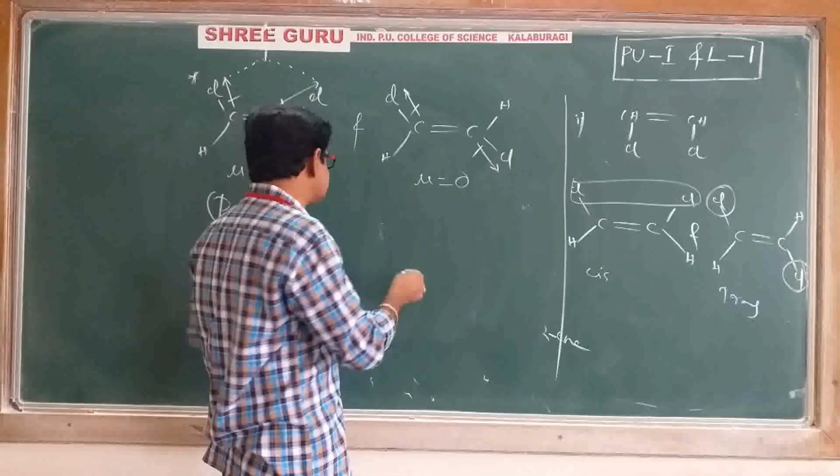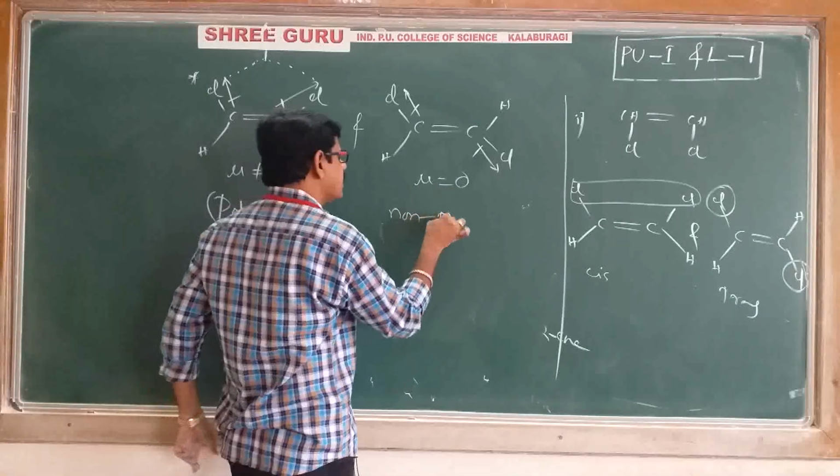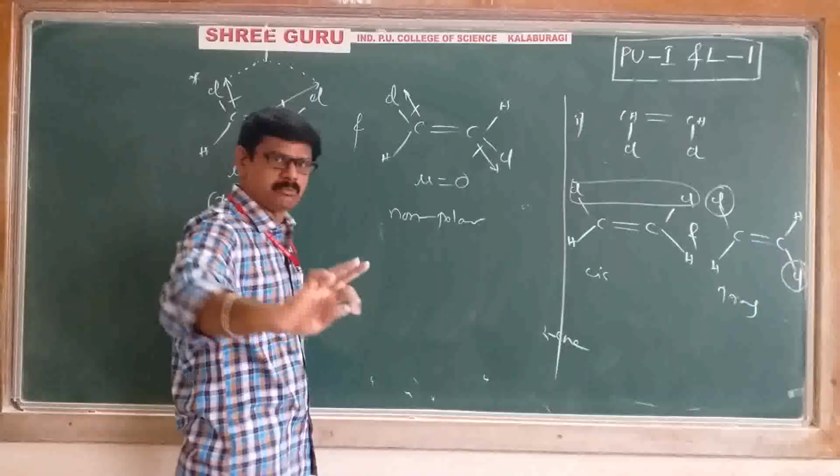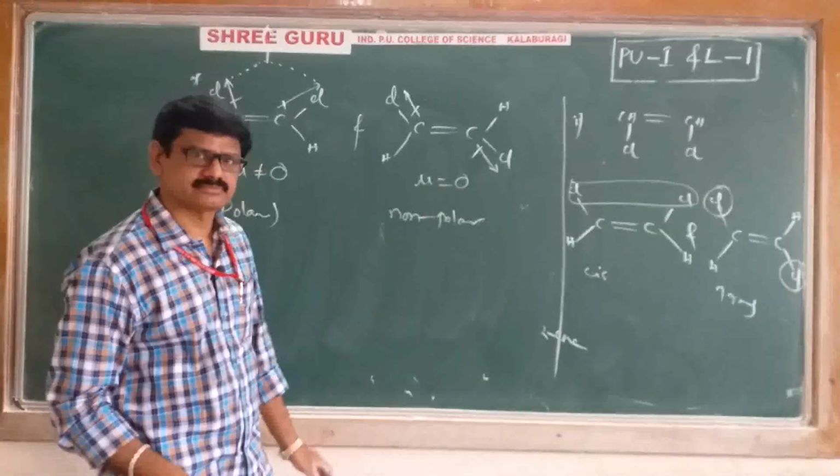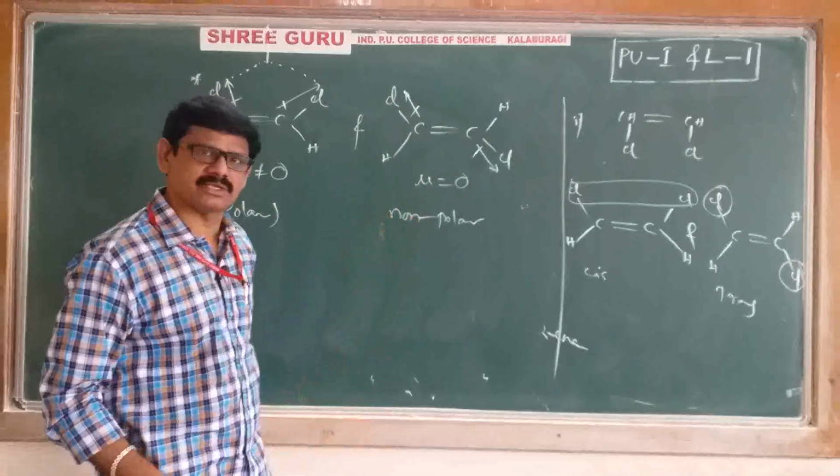If the dipole moment is 0, then we can say it is non-polar. No poles. Poles are cancelled. It is a non-polar molecule. The cis form is a polar molecule, the trans form is a non-polar molecule.